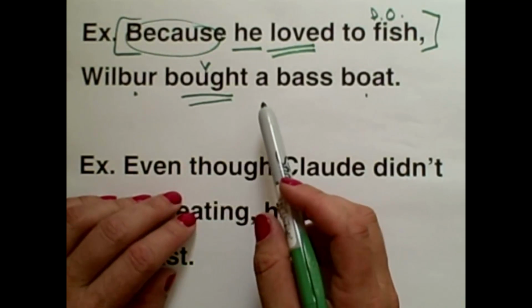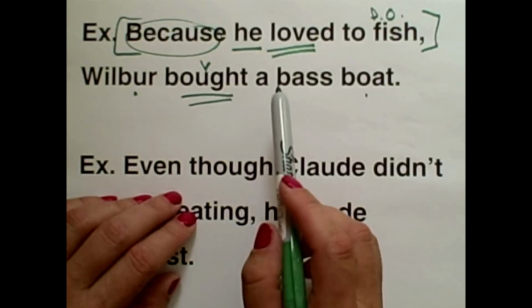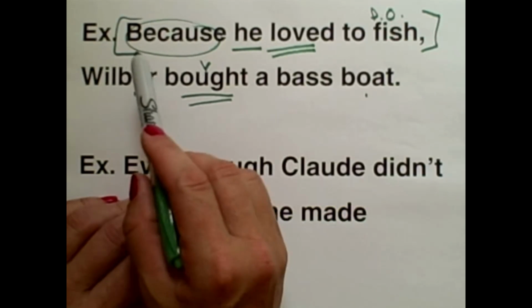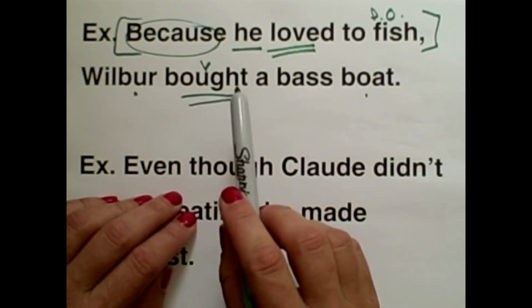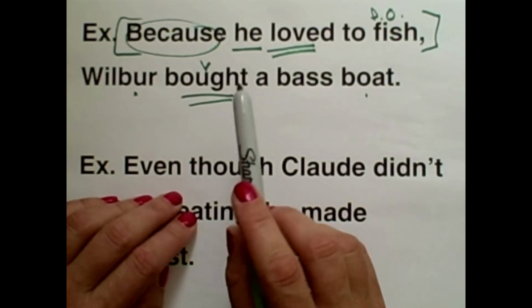Here's a tip about adverb clauses. When they are at the beginning of sentences, like here, they are almost always followed by commas. Let's look at a few more.